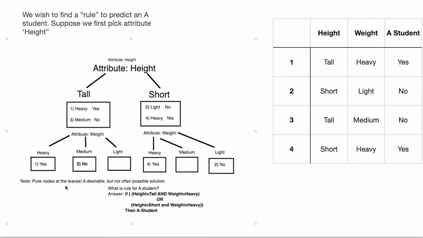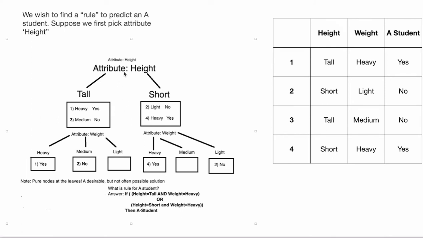So I come over here and I go, what is the rule for an A student? So the first part of it is if height is tall and weight is heavy. So if I come over here, if height is tall and weight is heavy, that's one instance. Or if I start up here and height is short and weight is heavy, then I have an A student.